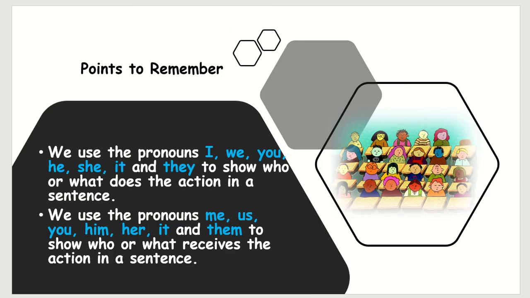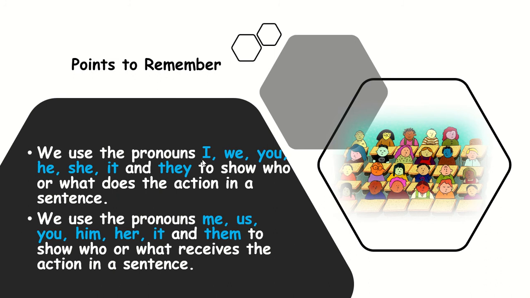But we have to keep two points in mind. So these are the points to remember. Okay. So let us read them. Okay. So the first point says that we use the pronouns I, we, you, he, she, it, and they to show who or what does the action in the sentence. Okay? Meaning, who is doing this action? I am eating ice cream. We never say, me is eating ice cream. We never say this. Okay? The one who is doing the action. I, we, you, he, she, it, and they.